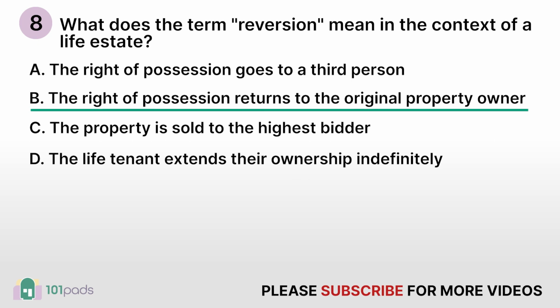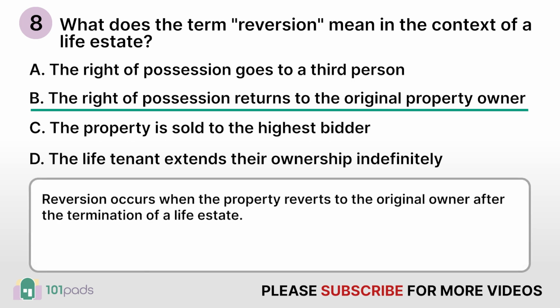The answer is B. The right of possession returns to the original property owner. Reversion occurs when the property reverts to the original owner after the termination of a life estate.